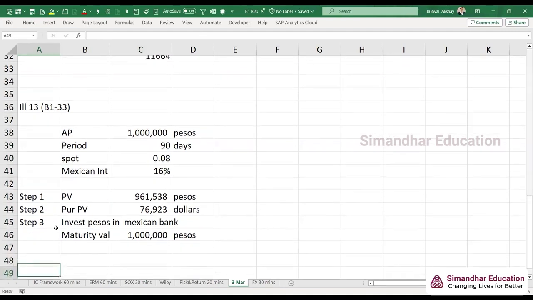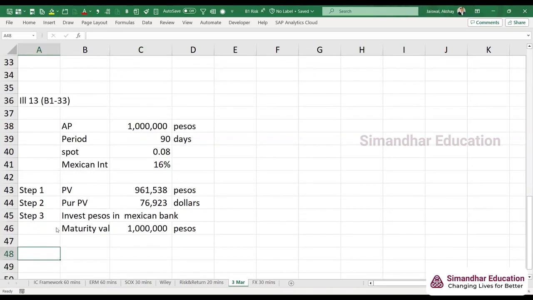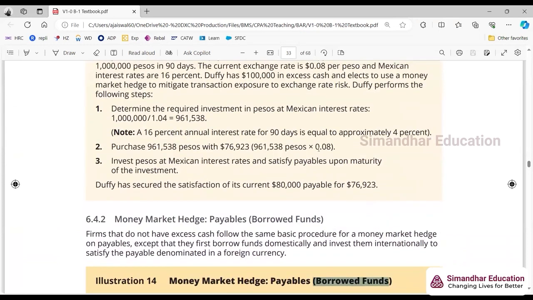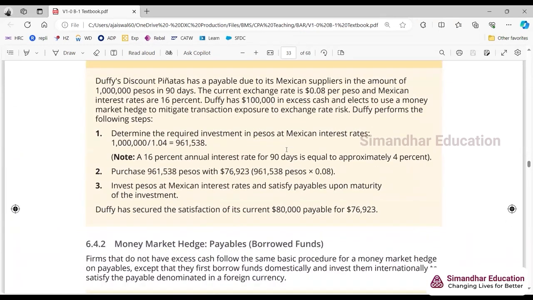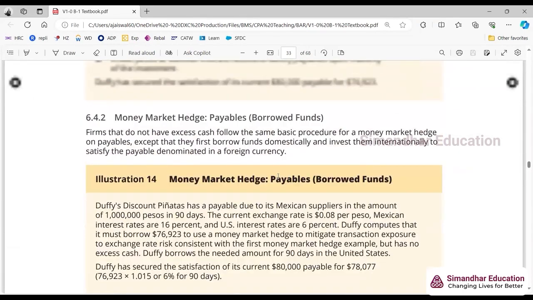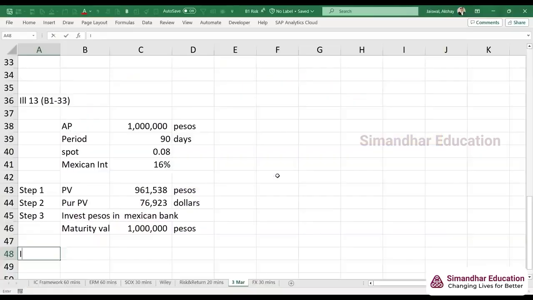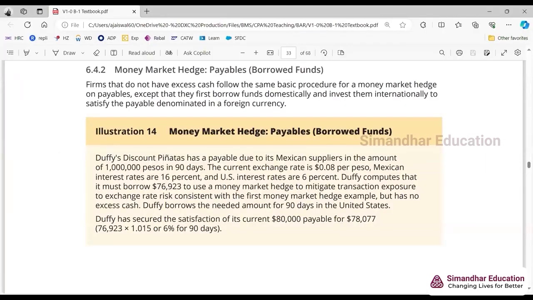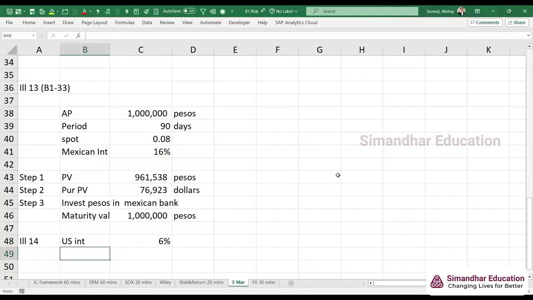So let's complicate it even more. Let's go to illustration 14, where we are talking about borrowed funds. So we don't even have funds. Here we had funds, it was written we have 100K. Now we will borrow the fund also. It's the same question, but the US interest rate is 6%. So we'll have to borrow it at the US interest rates. That's the only additional information.